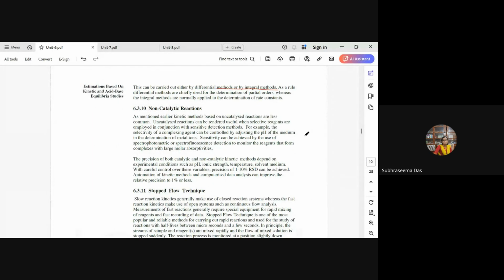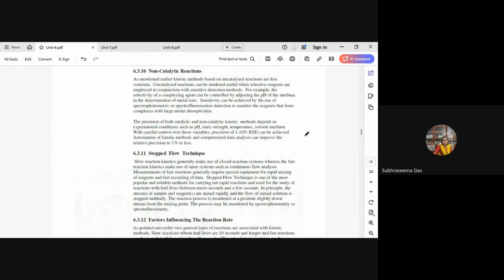Then for non-catalytic reactions, we see uncatalyzed reactions. For example, the selectivity of a complexing agent can be controlled by adjusting the pH of the medium. So here the sensitivity can be achieved by the use of spectrofluorometric or spectrophotometric detection to monitor the reagents that form complexes with large molar absorptivities. So when we have uncatalyzed reactions, we can monitor their rate by complexing with some spectroscopically sensitive ions, and then we can find out the rate of their reaction.